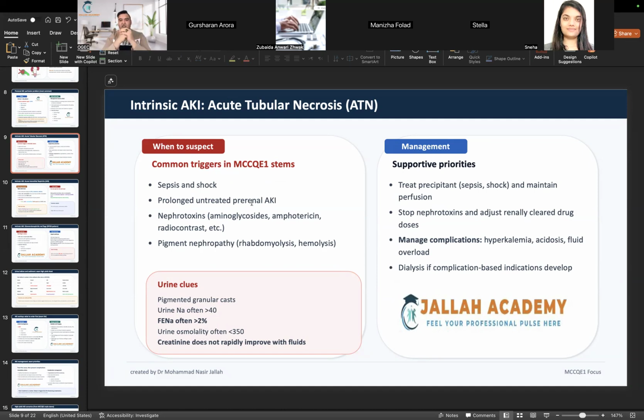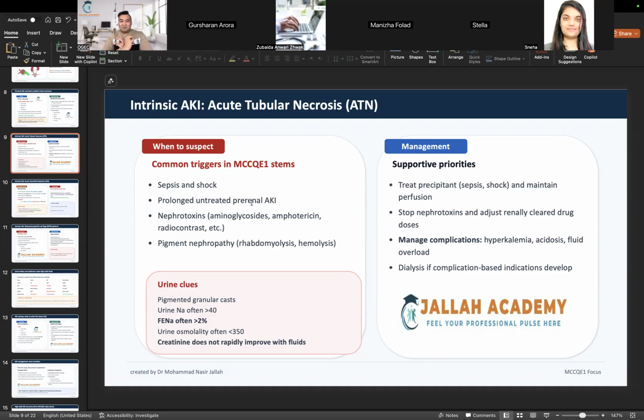Now let's talk about renal. When can I suspect my patient has renal? If my patient has sepsis and shock, if it is prolonged and untreated pre-renal acute kidney injury. If you have somebody who has pre-renal, obviously if you don't treat it, it's going to progress to renal, and then the kidney will fail. Nephrotoxins. What are the nephrotoxins? Aminoglycosides like gentamicin, amphotericin, radiocontrast.